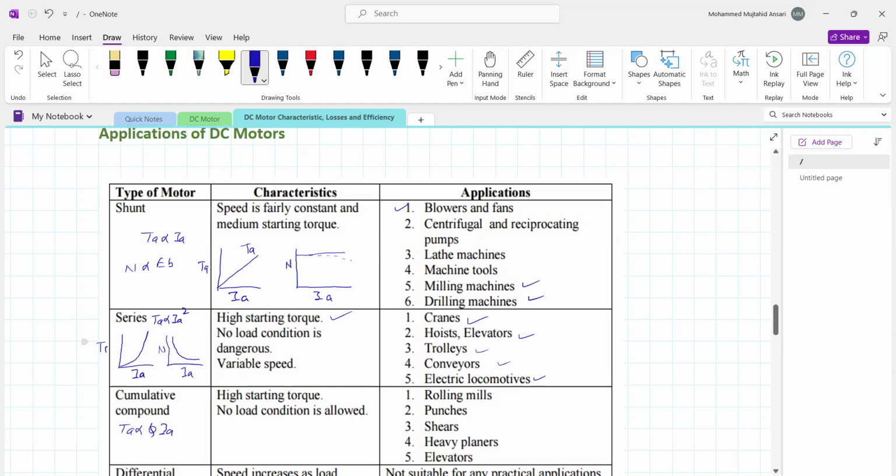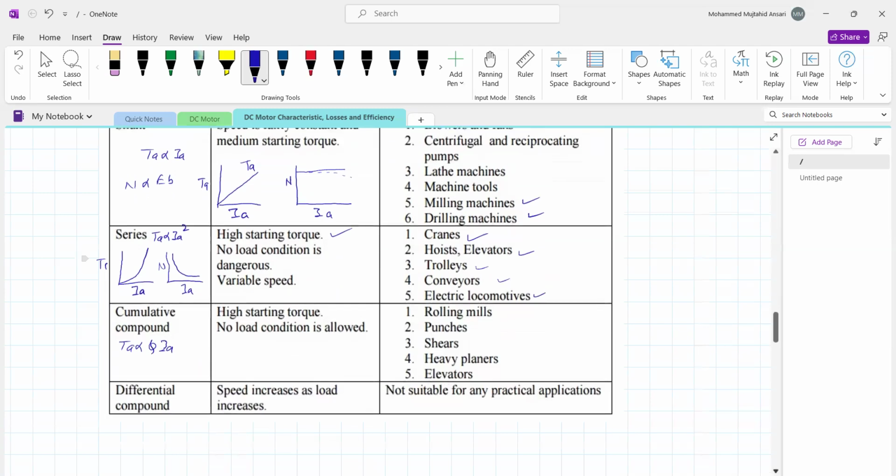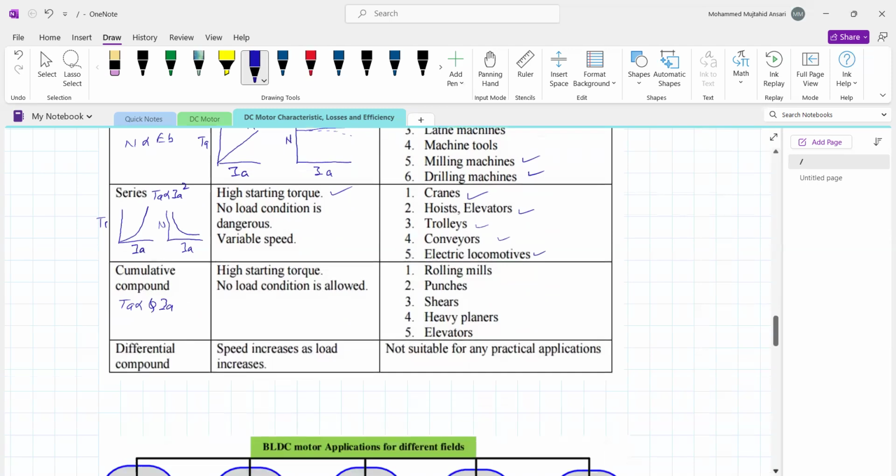As the speed of the DC cumulative compound motor is almost constant, it is used for the rolling machine, punch machine, shearing, heavy planer, and elevators. Whereas the differential compound motor, the speed increases, we do not find much engineering application where the speed is wanted to increase continuously with increase in load. So these are some brief introductions to the applications.